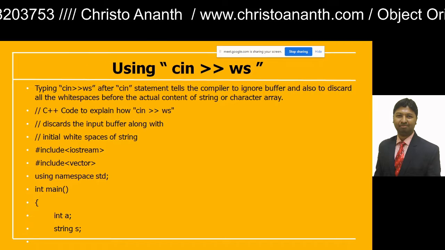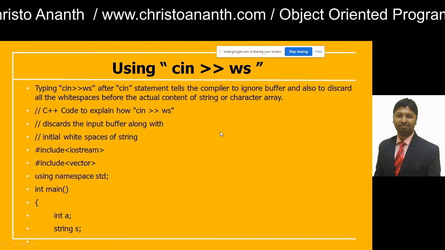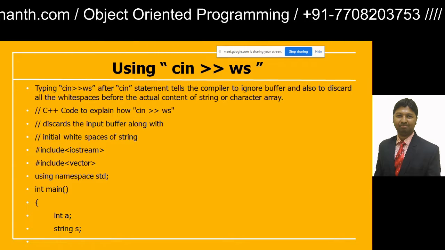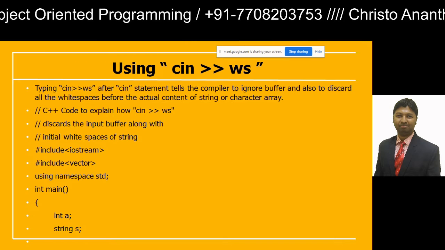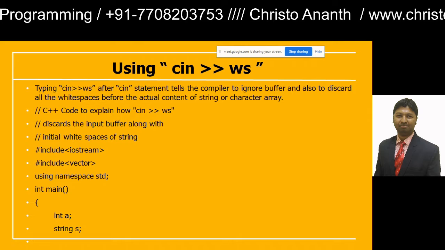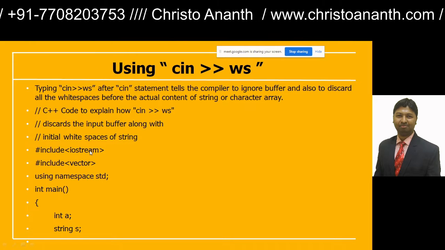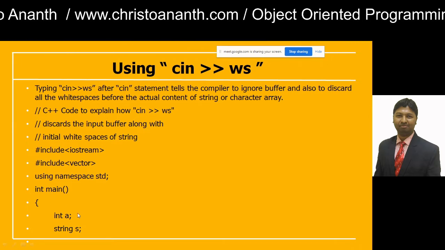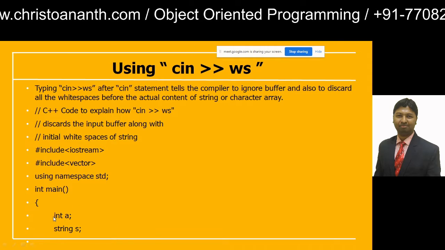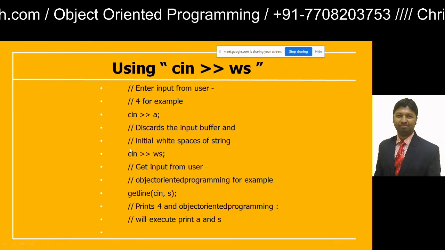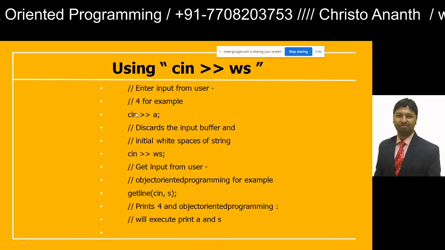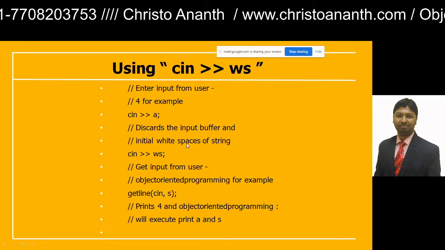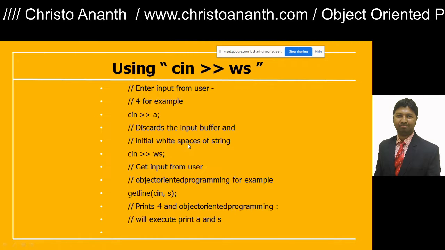Similarly, you have the cin >> ws function. If you include it after the cin statement, it will tell the compiler to ignore the buffer, and you can discard all the white spaces before the string or the character array. So same case, #include iostream, #include vector, using namespace std, and then int main function, int a, string s. So you are going to initialize a and then string s. Then you are going to enter the inputs, the same case cin >> a. So it is going to discard the input buffer and the initial white spaces before the string or the array you are trying to use.